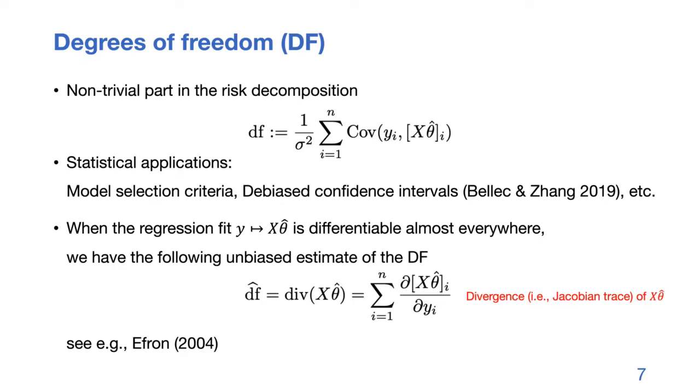But we have an unbiased estimate of the degrees of freedom when the expected mean is differentiable with respect to the target variable y. We have an unbiased estimate, DF hat, which is given by the divergence, the Jacobian trace, of X theta hat. To derive this, we need Stein's lemma. If you're interested in the details, please see the paper of Efron.